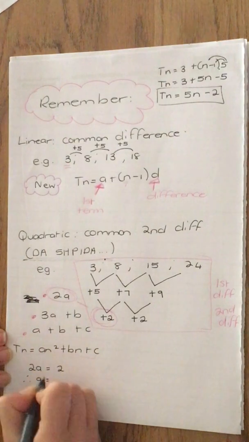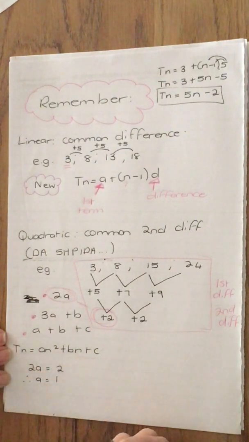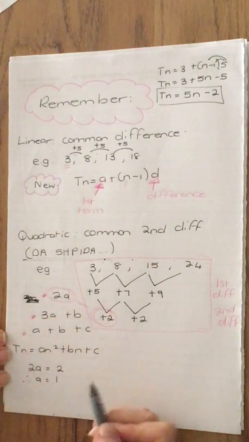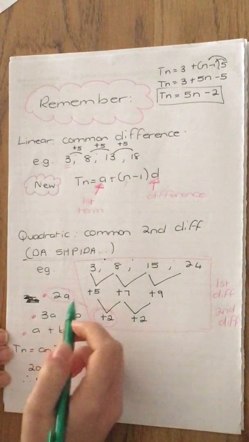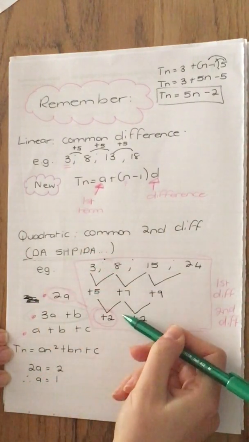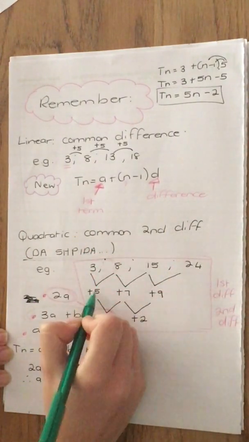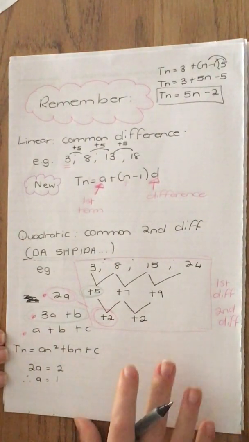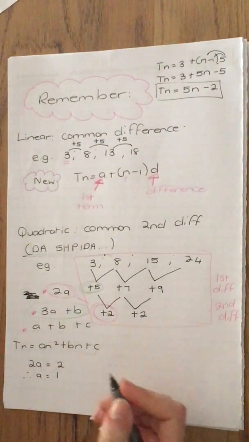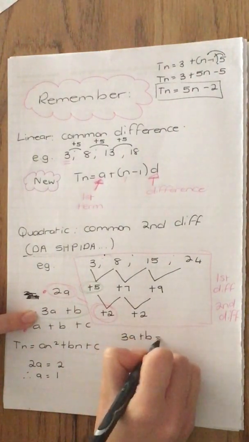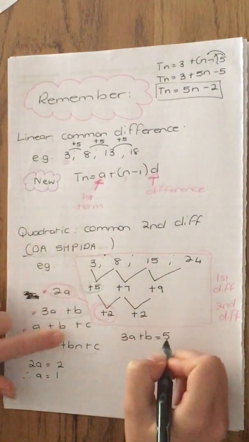Therefore, if I work out A, 2 divided by 2 is 1. Okay, so remember this is part of your 2A. Then remember your next one is 3A plus B, and you move one spider up. You go up to 5 over here. I'm just revising, so this should be very easy. You guys should remember this. So 3A plus B should be equal to 5, the second step.